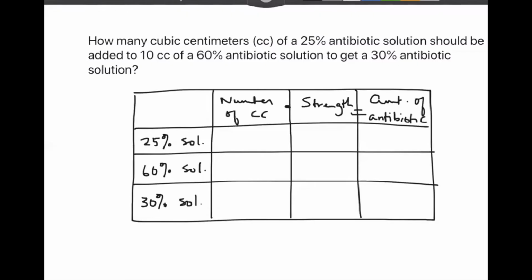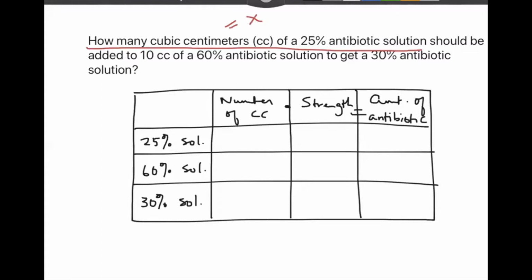So first of all, I definitely recommend Mitchell's Commandments for these problems. Look at what they're asking for. In this case, they're asking for how many cubic centimeters of a 25% solution. So I'm going to be a little lazy about this. I'm just going to underline that and then say that equals x.